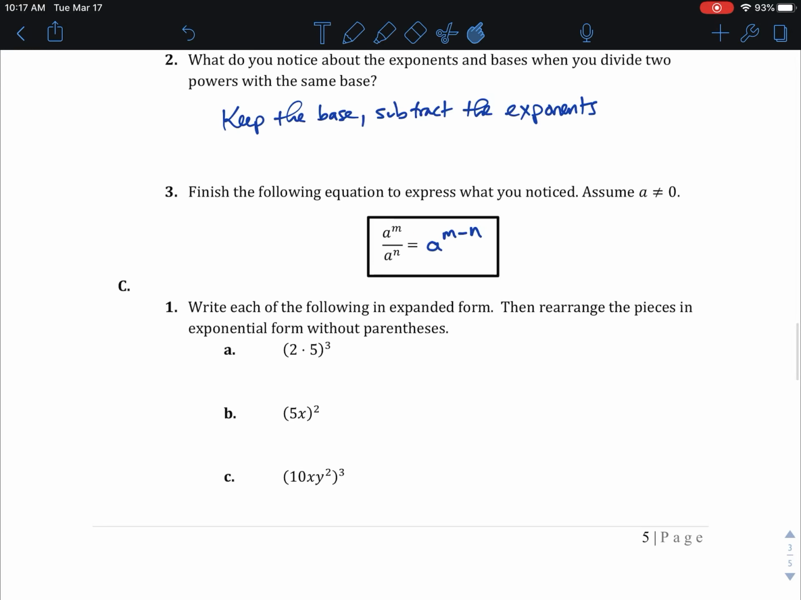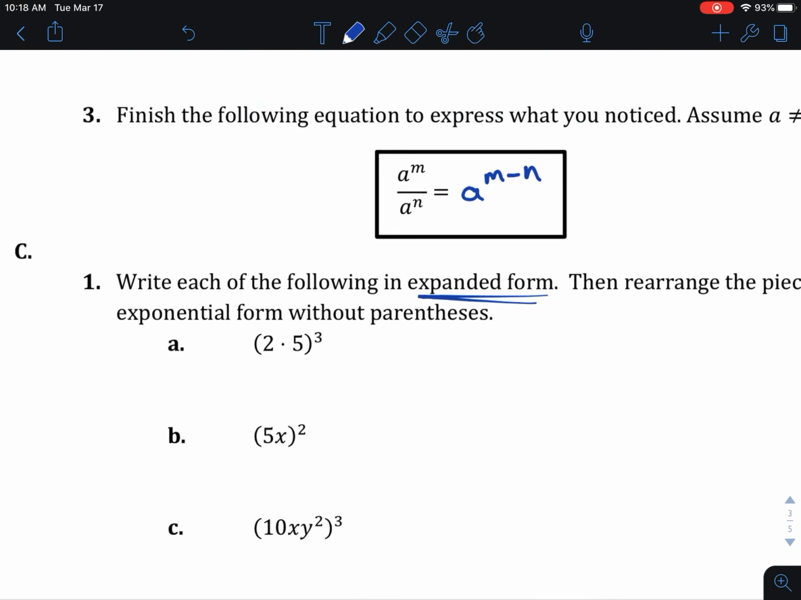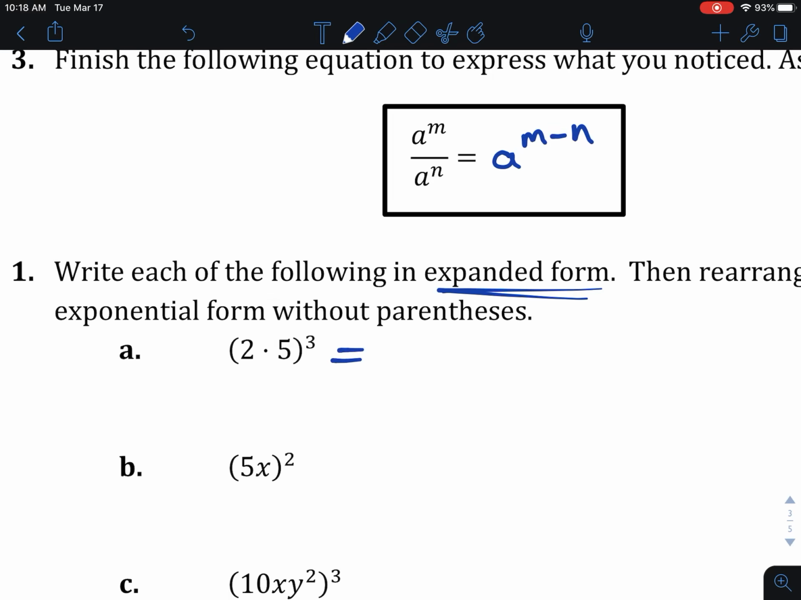The other rules we've got here are starting over here in part C. So we're going to again start with expanded form. We're going to take our exponential form, put it in expanded form, and look for a pattern. So 2 times 5 cubed. So what is that? Well, it's 2 times 5, 3 times.